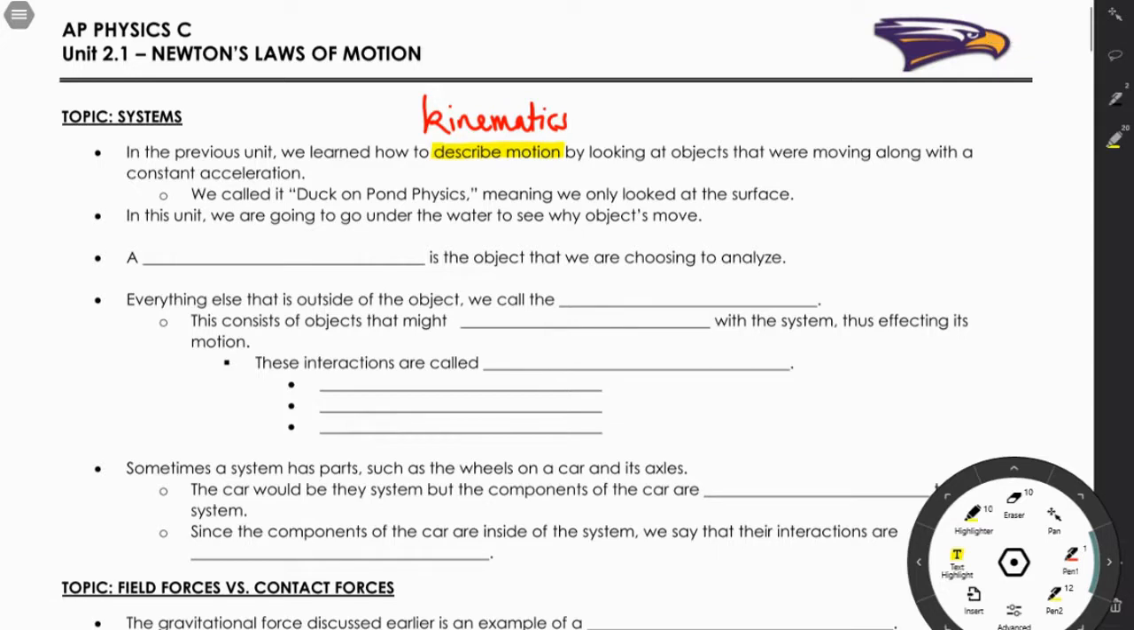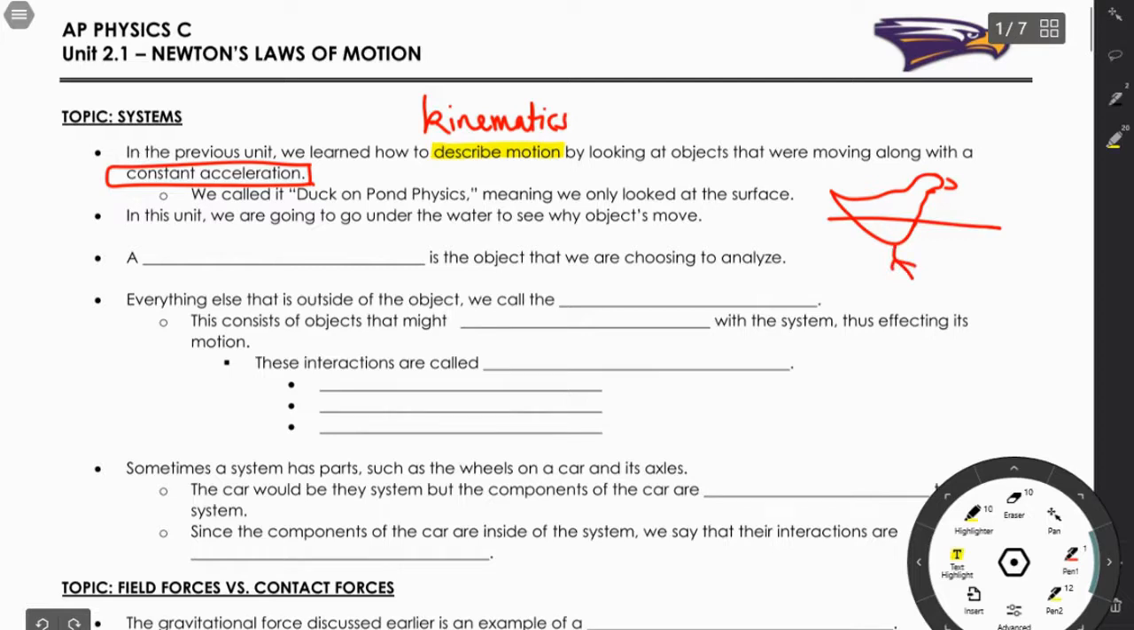Okay, and the great thing about this type of physics is that we do look at constant acceleration. And remember, I kept calling it duck-on-pond physics, right? And pardon my drawing, it'll look like a dinosaur probably. So here's our duck, there's its bill, here's its feet. And so we are up here. So this is our kinematics at this point in time. We're on top of the pond.